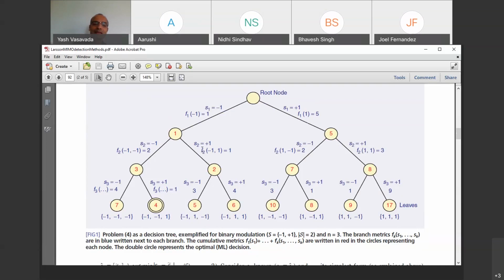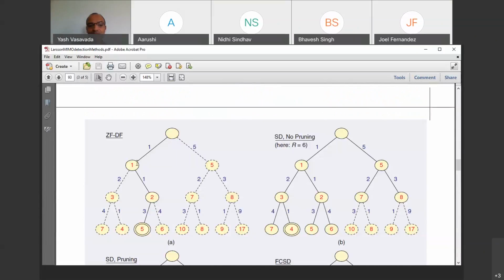Exactly. F2 is smaller, and so decision feedback will be forced to take this path, and that is where it made error. And from that point onward, everything that it does is going to be wrong. That is called the error propagation. Once you make a mistake at a particular level, all of your subsequent calculations are likely to be wrong. So that is what is shown here. This is the decision feedback.